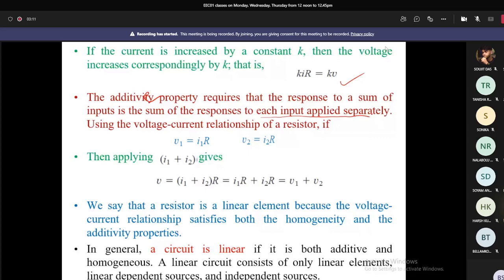So this will give you the total voltage drop, which is V1, here it is V2. So here this additive property holds. So that is the key to the superposition theorem.